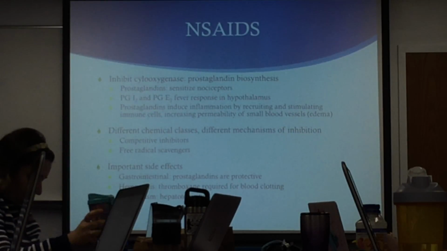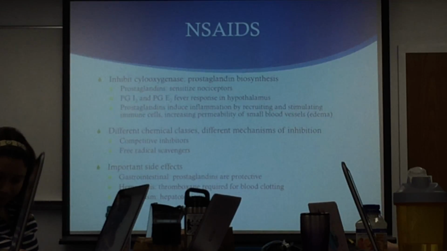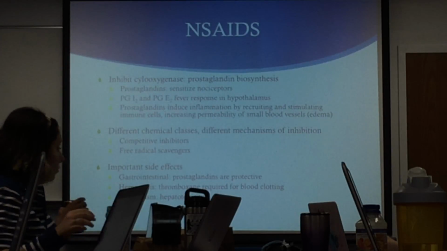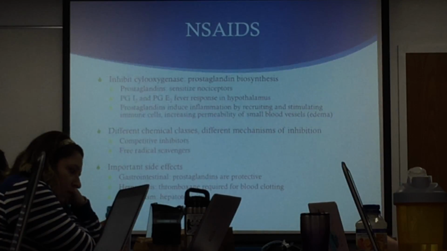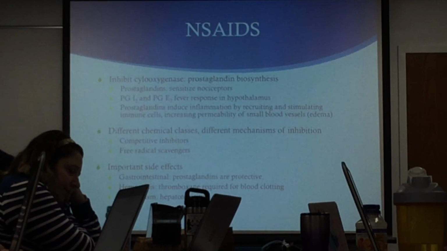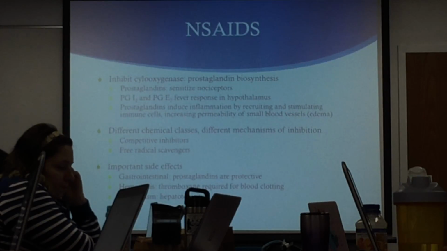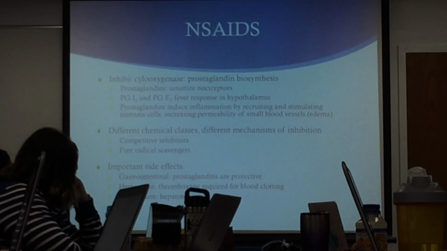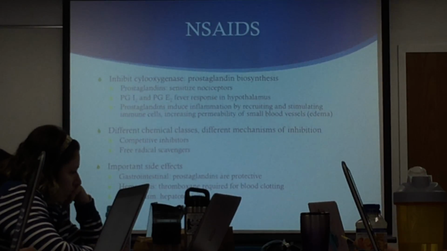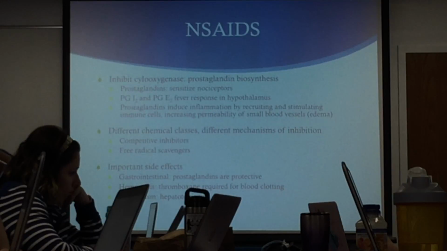There are two basic broad chemical classes of NSAIDs based upon their mechanism of action. They really only do two things. They either serve as competitive inhibitors for arachidonic acid, which is the compound that cyclooxygenase converts into prostaglandins, or they're free radical scavengers, because the enzyme has to generate a free radical as part of the biosynthetic process. The important side effects of these compounds are GI. They cause bleeding, and they're toxic typically through their metabolism. So I'll touch on those.